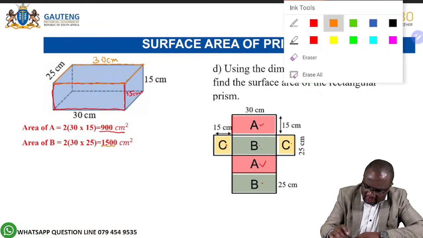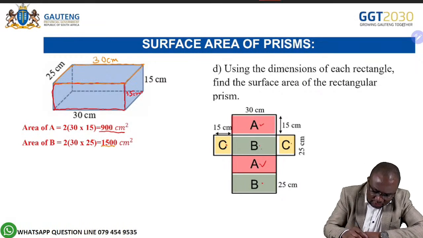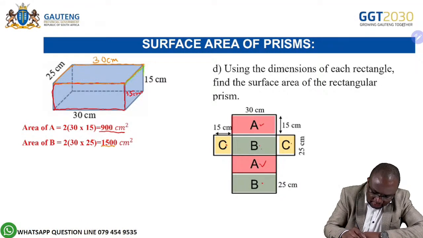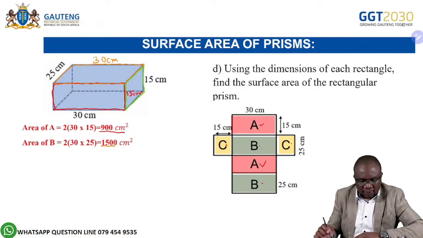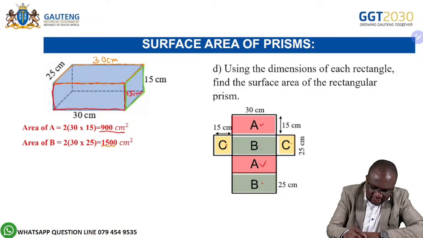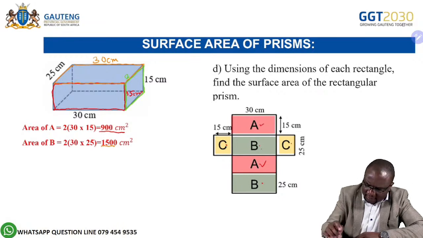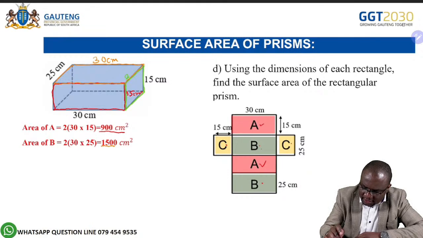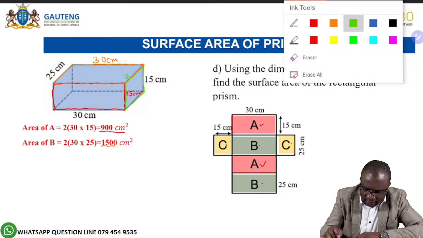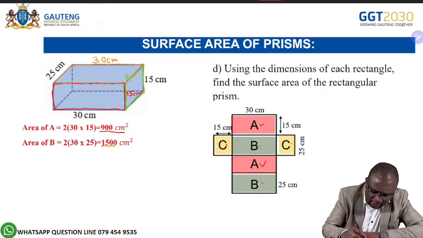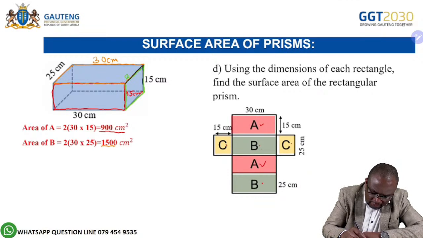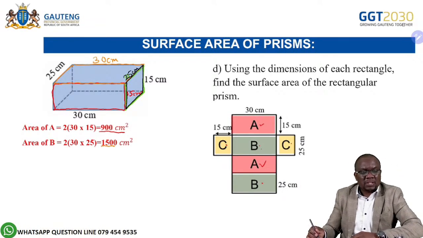Which ones are the C's? Okay, this one on the right and the one on the left. What are the dimensions of this one? The C is 15 centimeters by 25. Oh, my pen is not clear here. Let me change the color. Let me use the black color. Right, so it's going to be 15, and then here is 25 centimeters. So it's going to be 15 times 25.